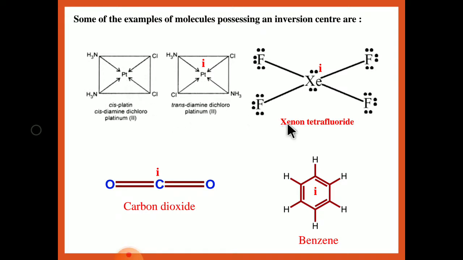Similarly, in the xenon tetrafluoride molecule, the inversion center i is present because all fluorine atoms are situated at exactly equal distance from the center. Therefore, the center of inversion i is present in the XeF4 molecule. Similarly, in the CO2 molecule, at the central atom C, a center of inversion is present. Similarly, in the benzene molecule, the center of inversion i is also present.